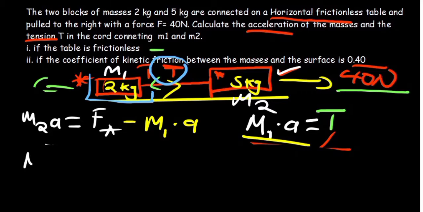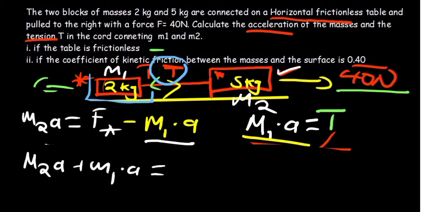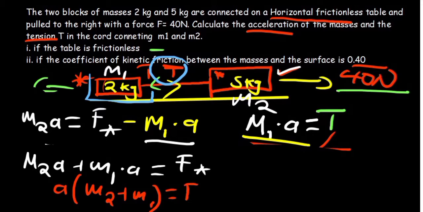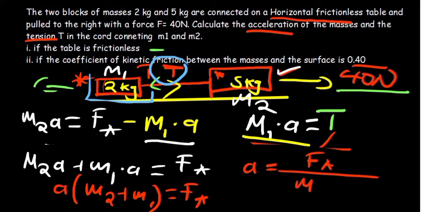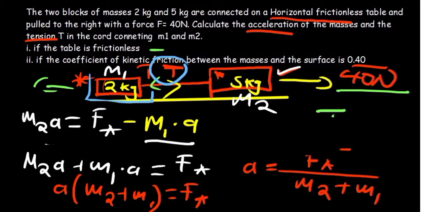Okay, so we have M2A on the left hand side. This can go to the other side, it will be plus M1A equal to the force applied. At that point we want to factorize what? The acceleration. So we have M2 plus M1 times A being equal to the force applied. If you make A the subject, you have the force applied divided by M2 plus M1. That's our formula for the acceleration. Now you can plug in and you'll be able to find your answers.